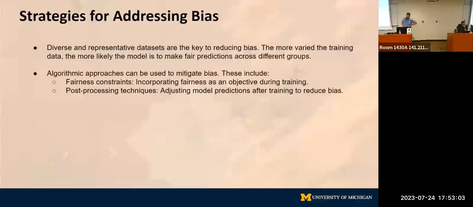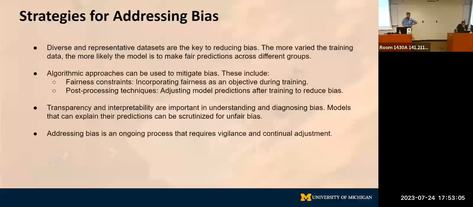There are various strategies for us to tackle bias. There are algorithmic approaches where we can try to remove bias from existing data sets. Yes? Oh, did you have a question?